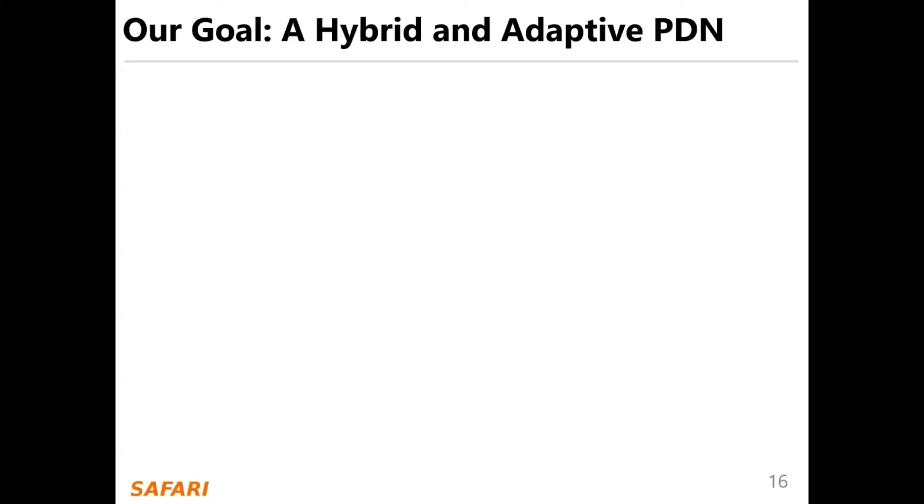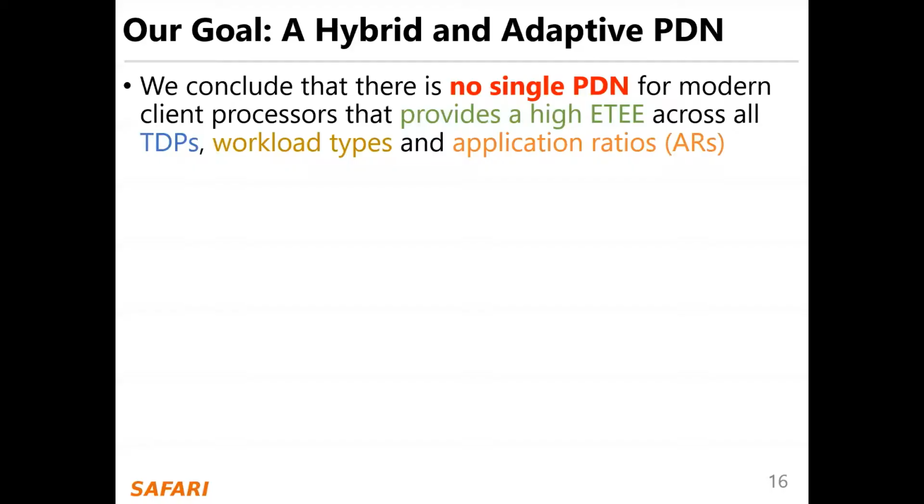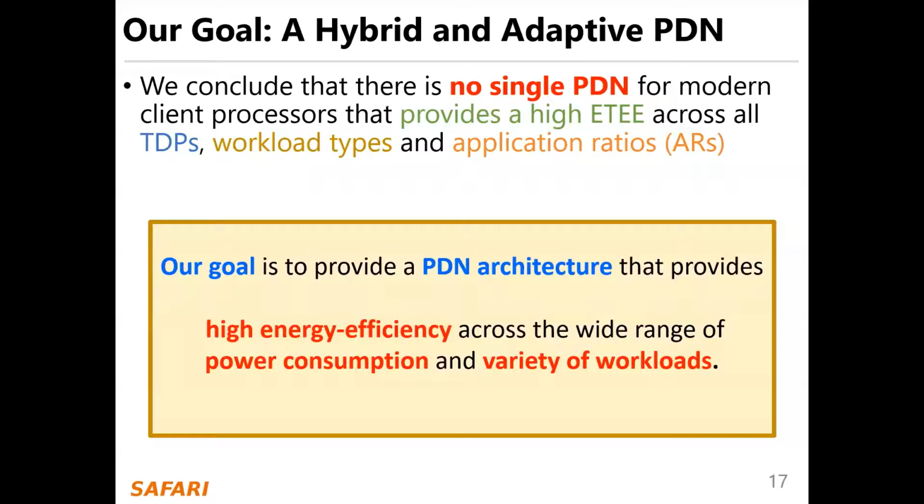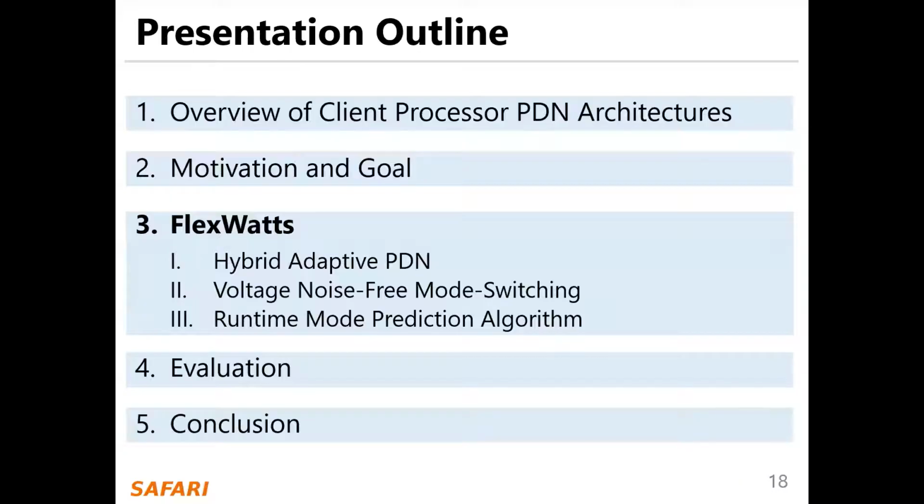Based on our three key observations, we conclude that there is no single PDN for modern client processors that provides high end-to-end efficiency across all TDPs, workload types, and application ratios. Our goal is to provide a PDN architecture that provides high energy efficiency across the wide range of power consumption and variety of workloads. Now, I will explain the technique to achieve our goal.